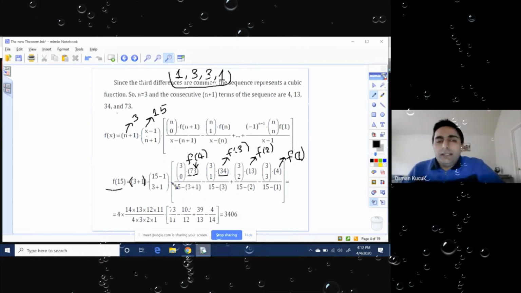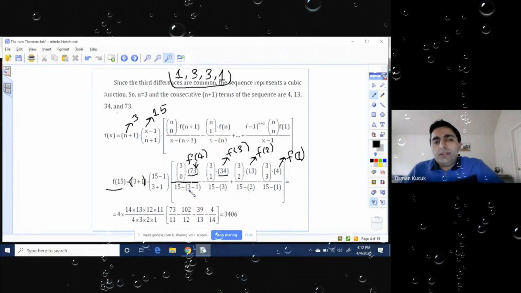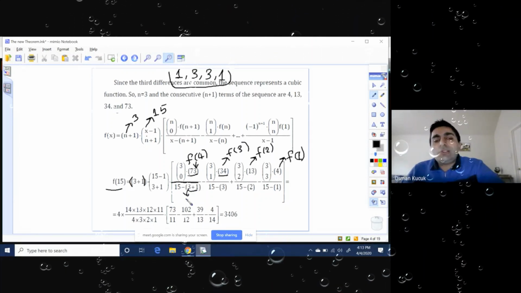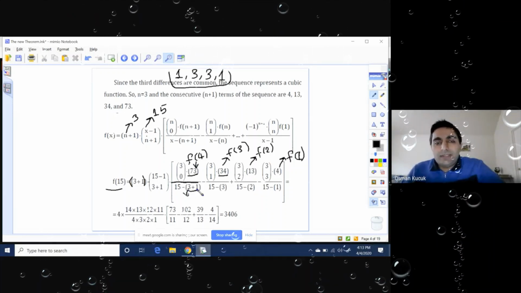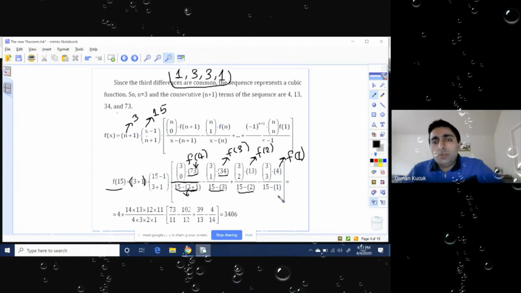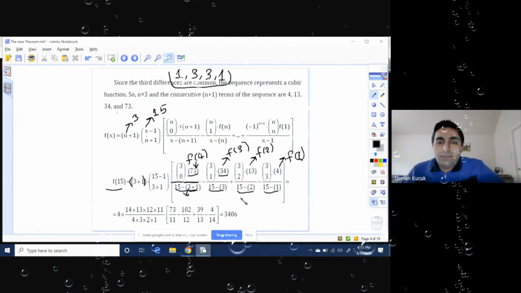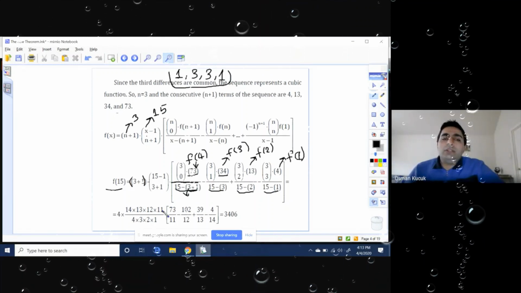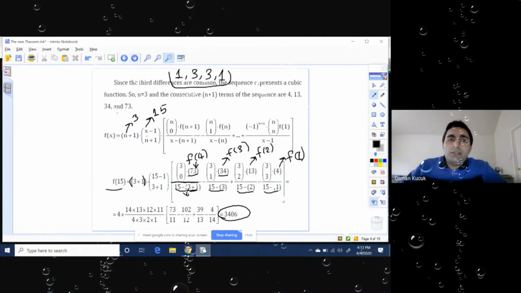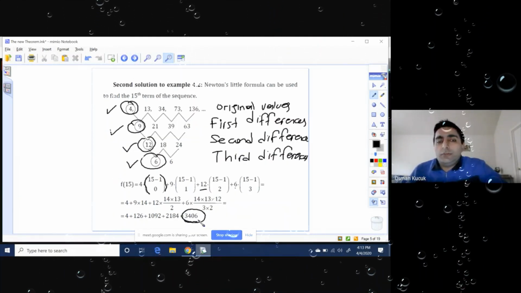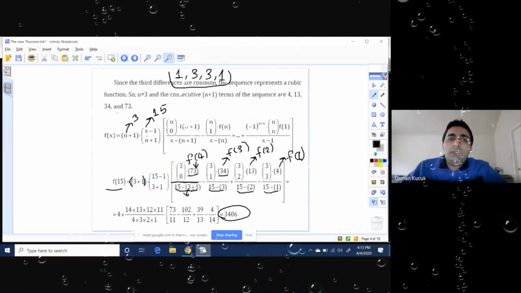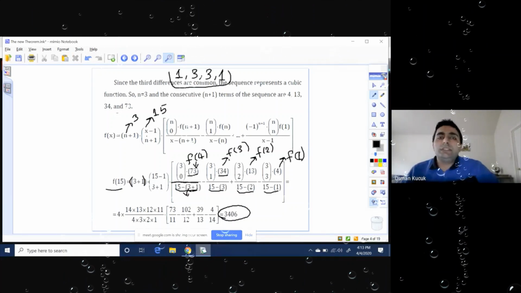Then divide the first fraction by 15 minus 3 plus 1. Why 3? Because the sequence is cubic. We need to substitute 3 for n. 3 plus 1 is 4, so 15 minus 4, 15 minus 3, 15 minus 2, 15 minus 1, respectively. When you calculate it, you are going to get 3,406. We got the same answer using Newton's formula, 3,406. As I said, this formula can be the alternative of Newton's formula.